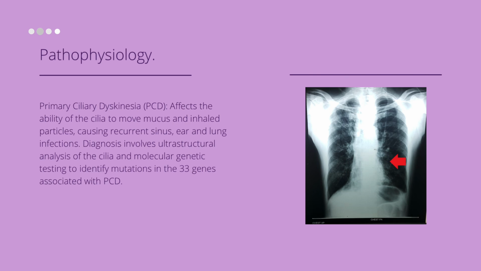Another disease would be primary ciliary dyskinesia, known as PCD, which affects the ability of the cilia to move mucus and inhaled particles, causing recurrent sinus, ear, and lung infections. Diagnosis involves ultrastructural analysis of the cilia and molecular genetic testing to identify mutations in the 33 genes associated with PCD.